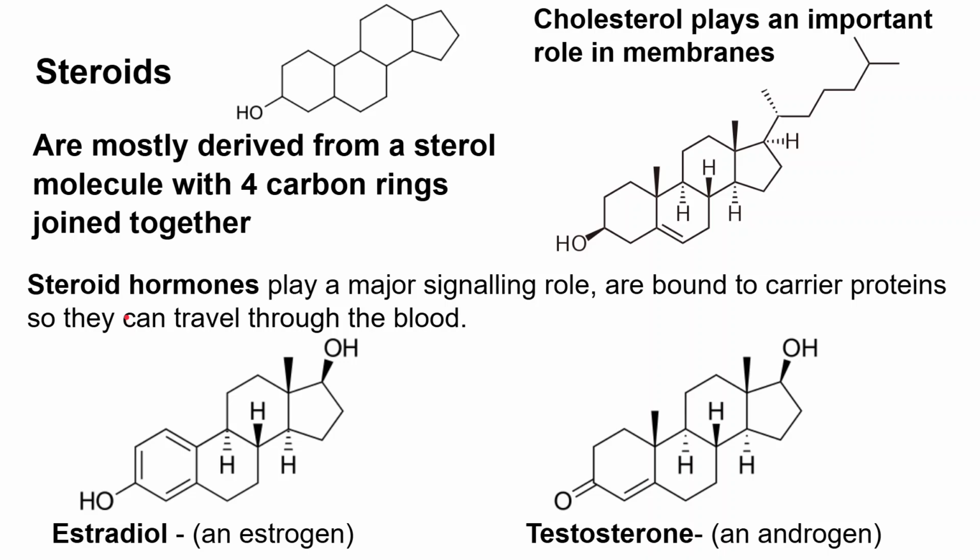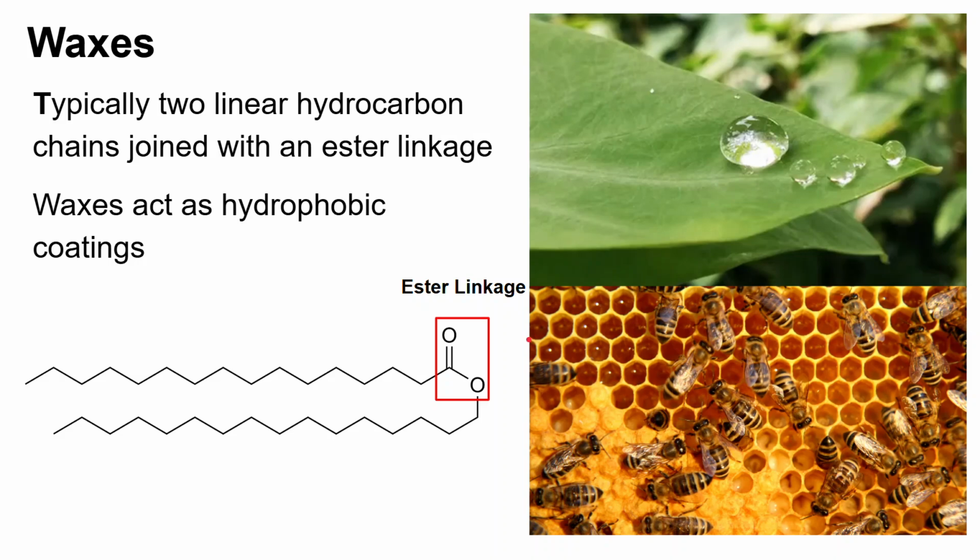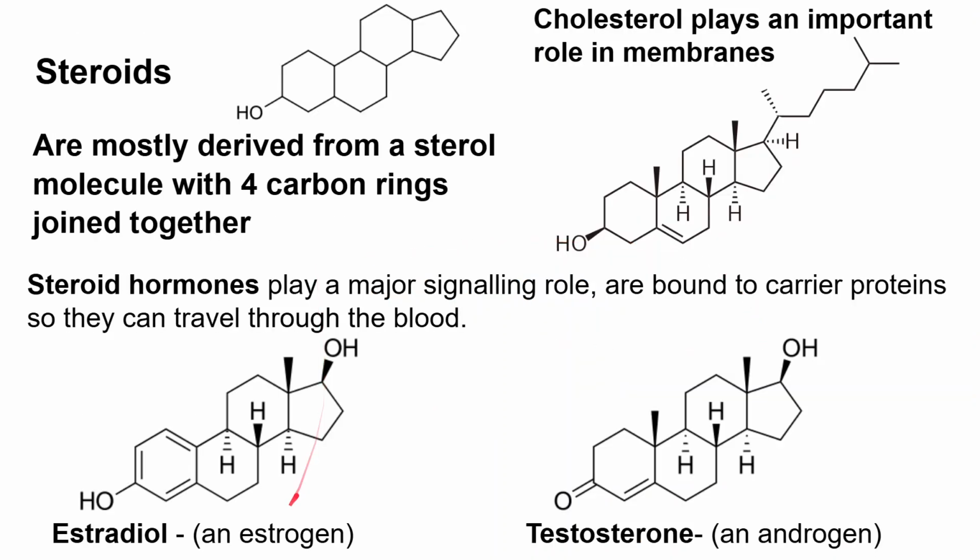Now, these are also hydrophobic, so they don't dissolve in water, but they still play a major signaling role. We find them going through the blood, but in order to do that, they have to be bound to carrier proteins, right? So these are some of our most potent hormones, but they are always in concert with these carrier proteins so that they can actually go through the blood and carry those signals. All right, so that's our 4: triglycerides, phospholipids, waxes, and steroids when it comes to lipids.